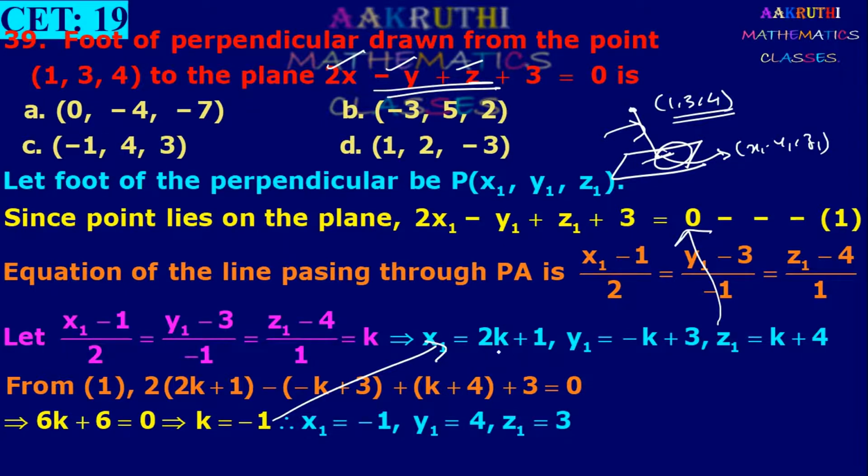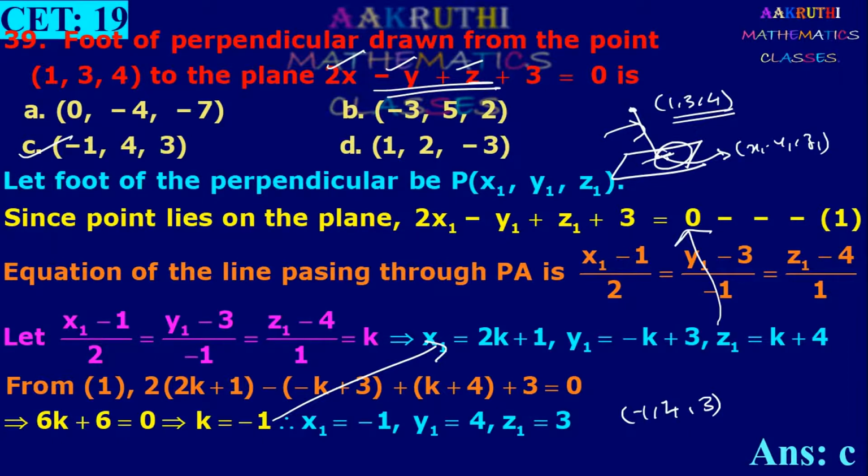So the x1 value is 2 into minus 1 plus 1, which is minus 1, and the y1 value is minus of minus 1 plus 3, which is 4, and the z1 value is minus 1 plus 4, which is 3. Therefore the foot of the perpendicular is (minus 1, 4, 3), which is option C.